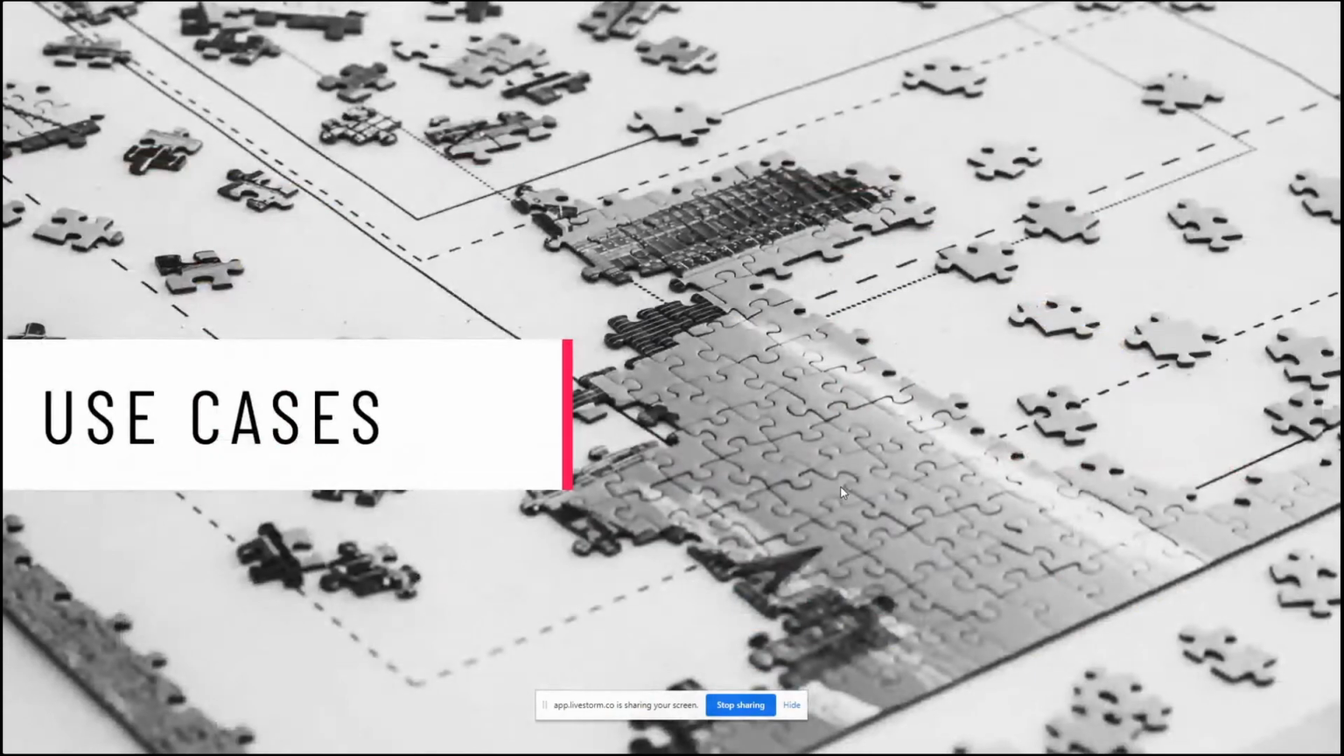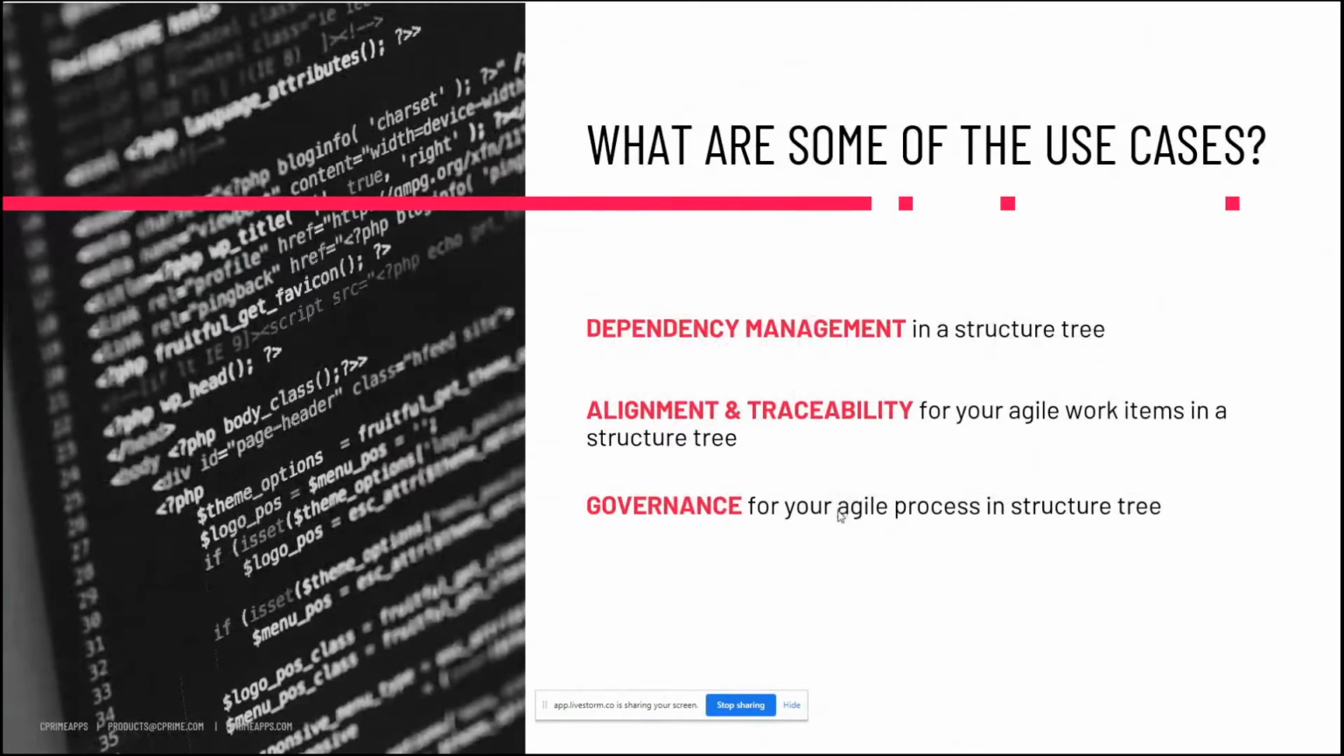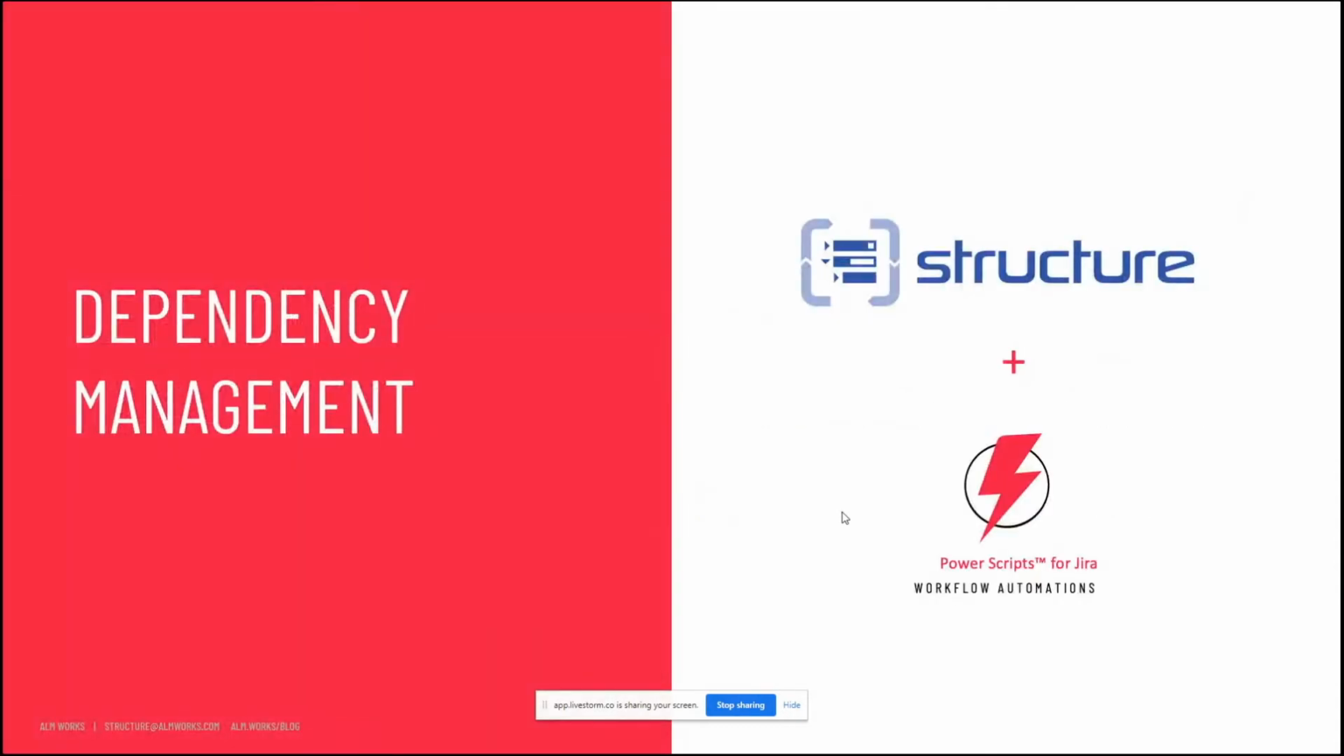So some of the use cases for automating would be dependency management in a structure tree, alignment and traceability for your Agile work or items in a structure tree, and governance. So first, let's take a look at dependency management.